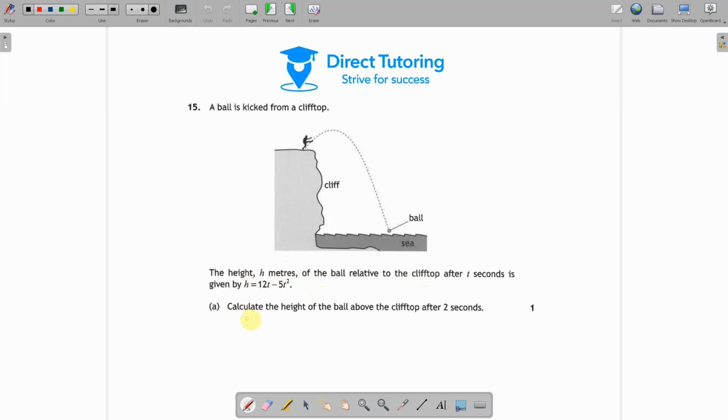So for part A it says calculate the height, so we need to find h when t equals 2. So, h equals, now I'm going to replace t with 2. So here t equals 2. So it's going to be 12 times 2 minus 5 times 2 squared. So h equals 24 minus... now 2 squared is 4, times 5 is 20. So 24 minus 20, h equals 4 meters.